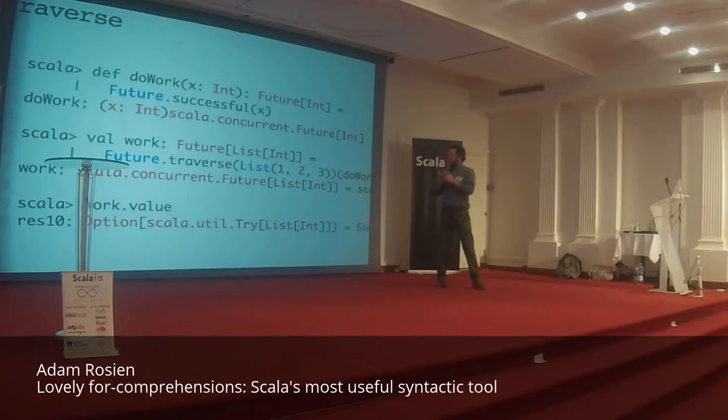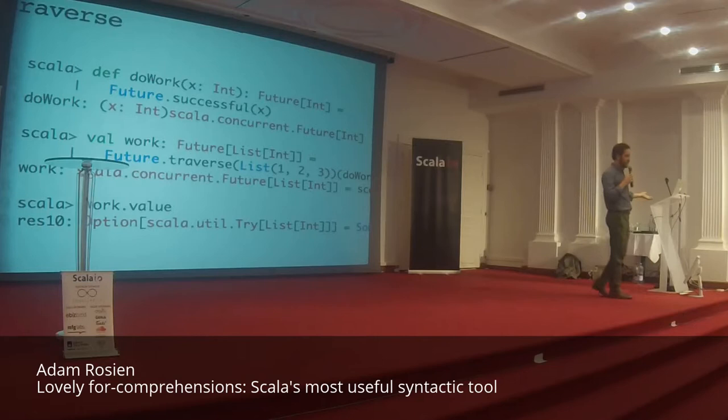So if you were creating a for comprehension and you had the compilation error that you saw just before, rather than trying to agree that each line is working on lists, you could use traverse, and now you can make a for comprehension that's working on futures. And the future will return the list on the left-hand side.